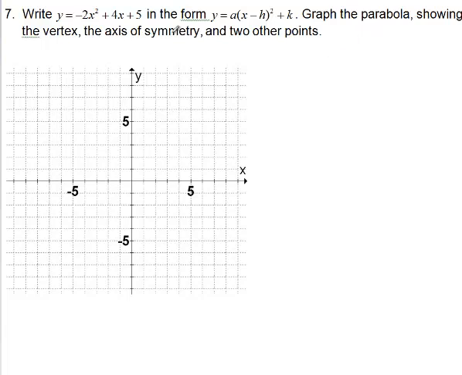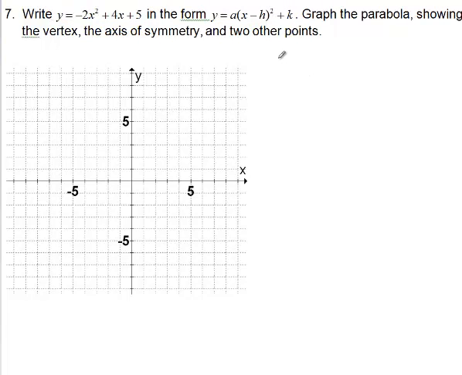It's asking us to take a quadratic which is in general form, or most people refer to this as general form, but standard form is another name, and switch it over to vertex form, and then graph the parabola, of course, showing the vertex, axis of symmetry and a couple of other points. So in this particular question, we're going to start with standard form.